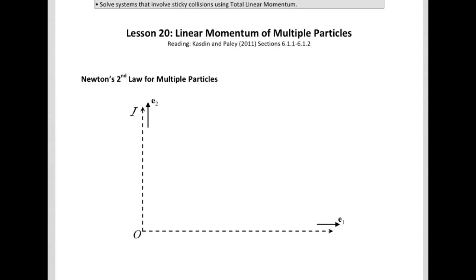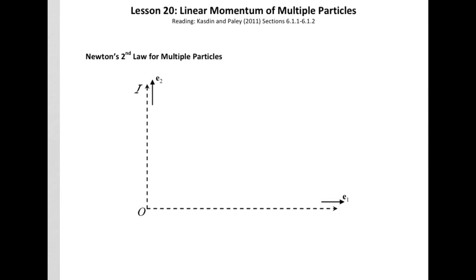Hey folks, in lesson 20, we're going to start looking at systems that have multiple particles. So far, chapters 1 through 5, we've gone with only a single particle, and now we're going to start considering what happens when we have multiple particles that we need to keep track of, that we need to take care of, and that interact within a system. And we'll start simply by applying Newton's second law.